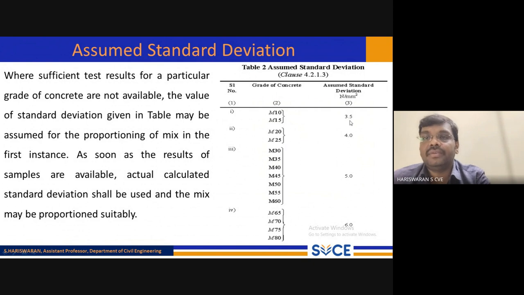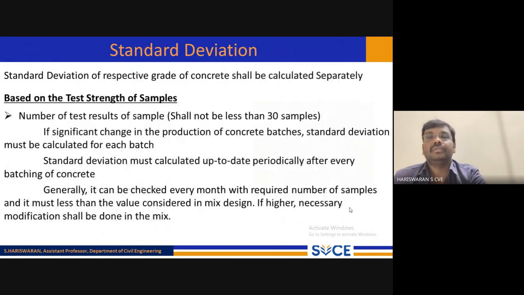1.65 times 3.5, this is the value of S for a different grade of the concrete. We can execute. So how to achieve that standard deviation at the site? Based on the type of sample and the volume of the concrete, if RMC ready mix concrete delivers one lorry of concrete, to design the standard deviation we have to take a number of samples of the concrete and we have to test that. From the result only we have to achieve the standard deviation.